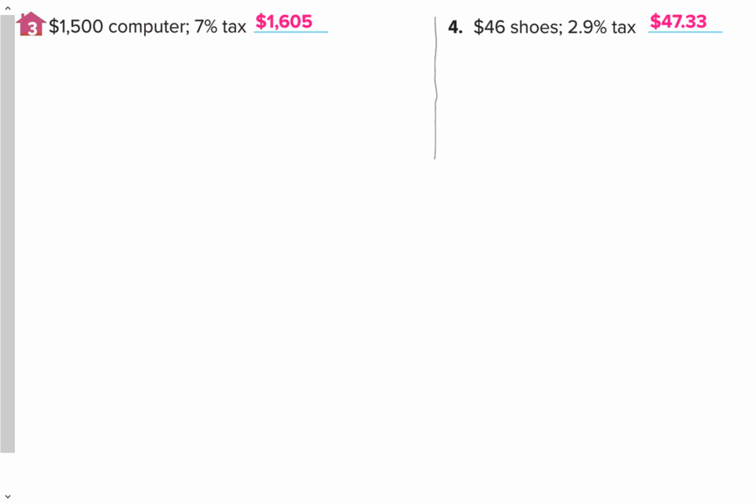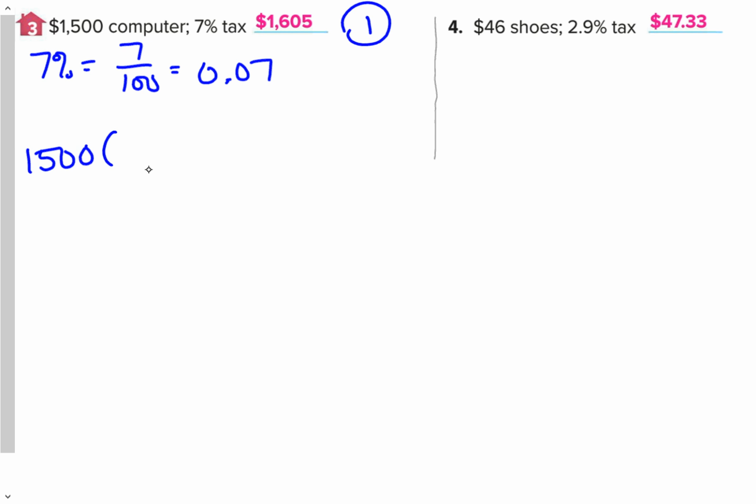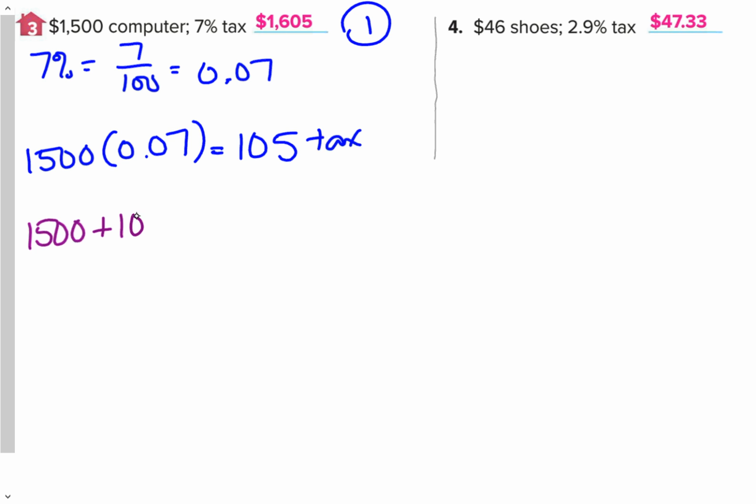Okay, so number 3, I'm going to do method 1 for this one. So we have 7%. Don't forget to turn that into a decimal. So we've got 1500 times 0.07. That's going to equal $105. So again, that is your tax. And then you just want to add that to your 1500. So 1500 plus 105, that's going to equal 1605.